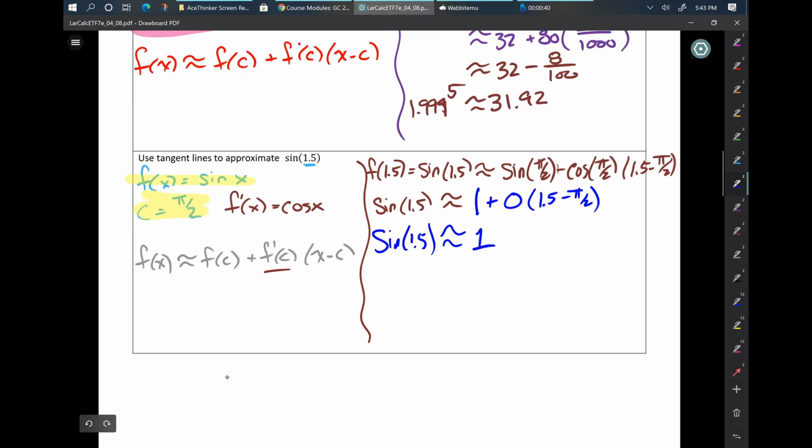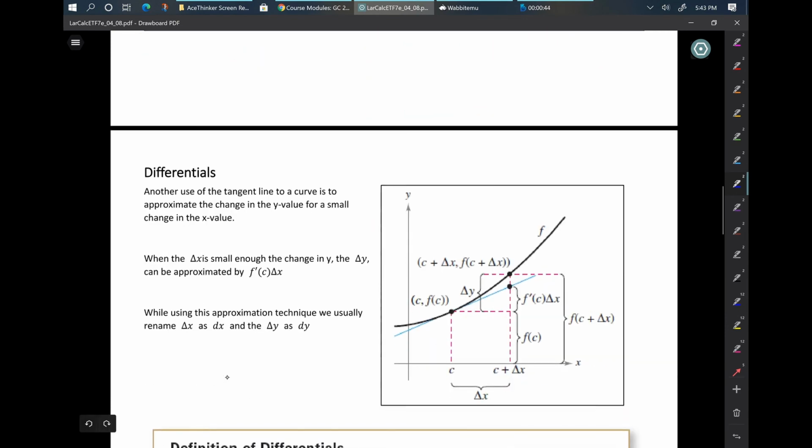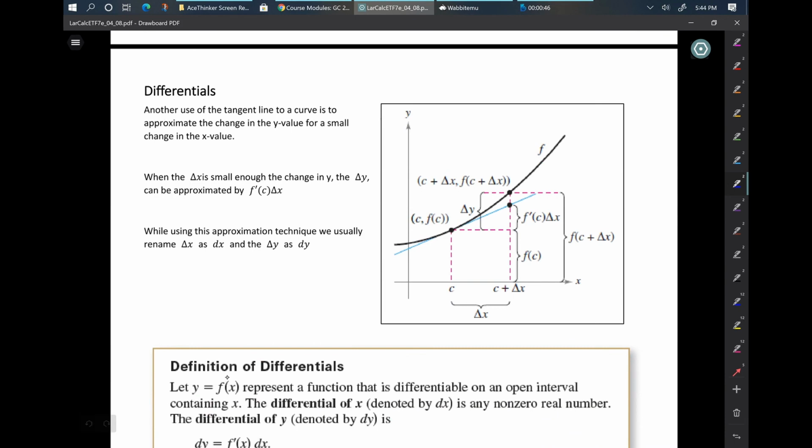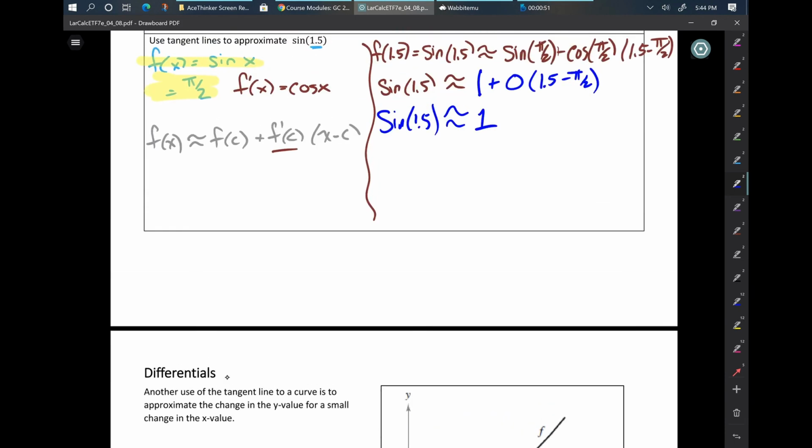All right, so this brings us to the end of the tangent line approximation part of section 4.8. The next video will talk about differentials and the idea of using differentials, which is a tangent line thing, but in a different way. So I'll see you all back here for part 2 or part 3.